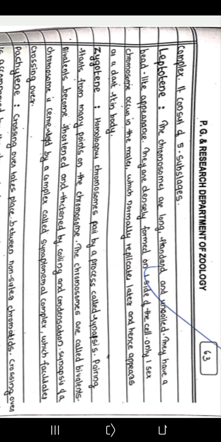Then zygotene. Homologous chromosomes pair by a process called synapsis. Pairing starts from many points on the chromosome. The paired chromosomes are called bivalents. Bivalents become shortened and thickened by coiling and condensation, and synapsis of chromosomes is mediated by a complex called the synaptonemal complex, which facilitates crossing over.